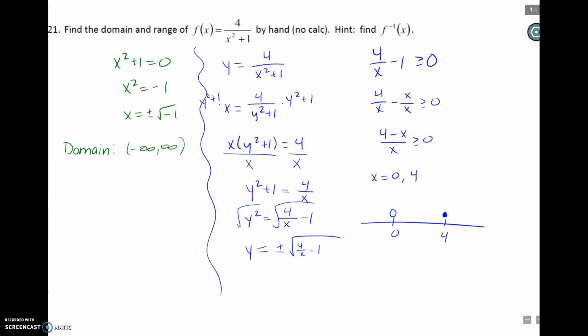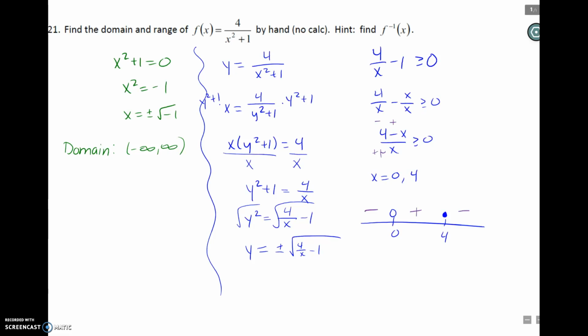Okay, so our checks: if you plug in something to the left of 0, like negative 10, 4 minus negative 10 would give me a positive number, and the bottom would give me a negative number. So this is negative. Plug in something in between 0 and 4, like 1. 4 minus 1 gives you a positive number, and the bottom is positive, so that's positive. And then plug in something bigger than 4, like 10. 4 minus 10 will give you a negative. 10 is positive, so that's going to give you a negative.